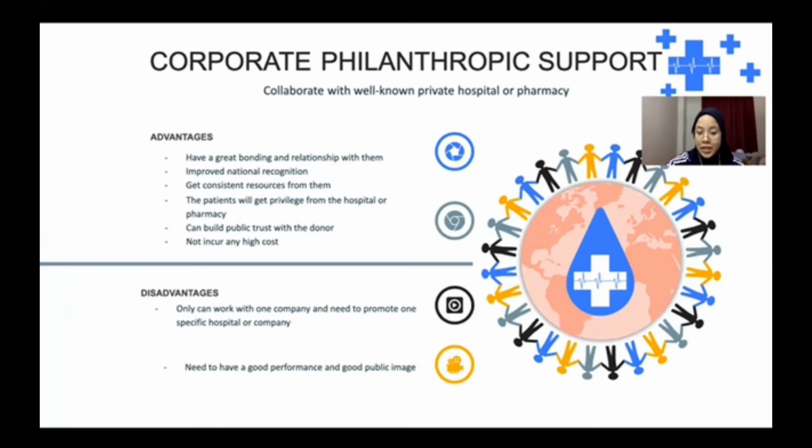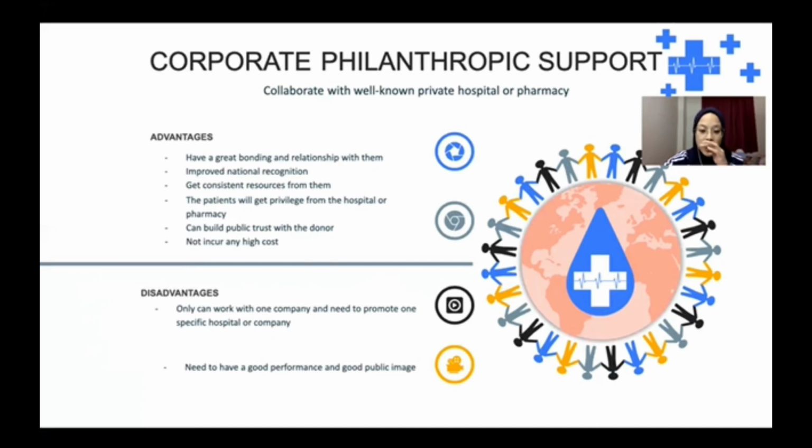So, the final alternative chosen was corporate philanthropic support, which means LLS needs to collaborate with a well-known private hospital or pharmacy. The advantage of this alternative is the NGO will have a great bond and relationship with the company, either the pharmacy or private hospital. It also could improve national recognition and at once get promoted by a well-known company to engage with them. The NGO will also get consistent resources and supply from them, for example, the treatment, the tools, and medicine.